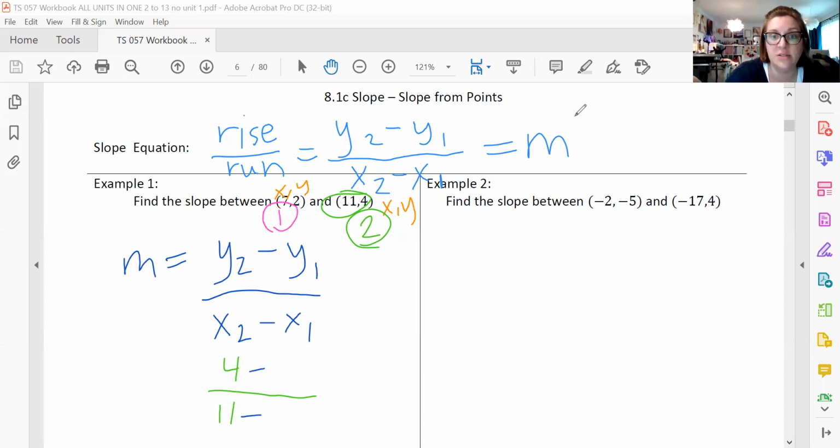Now let's do the pink one. Again, I have X and Y. So Y is 2 and X is 7.